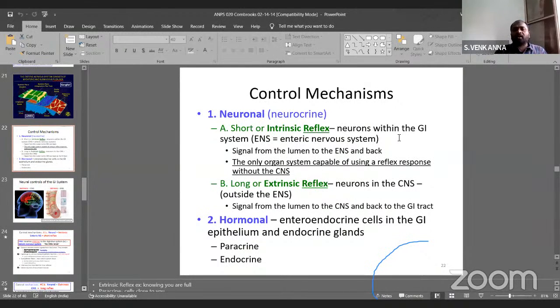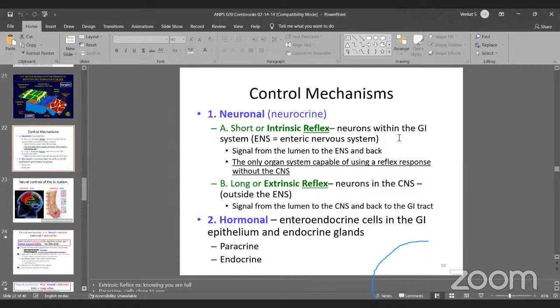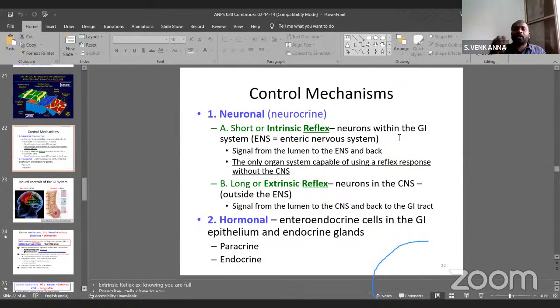It is the only organ system capable of a reflex response without the CNS. Without communication, the CNS, central nervous system, is not active. These are particular neuronal and neurosynaptic functions under the control of the ENS, the enteric nervous system. The CNS is not active; only the ENS is working.